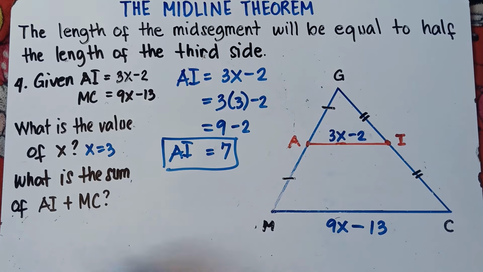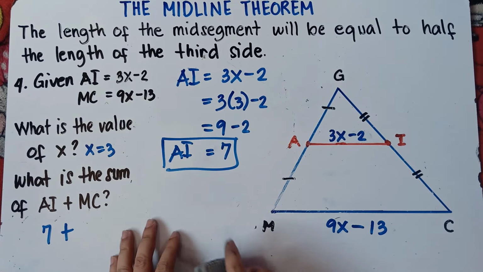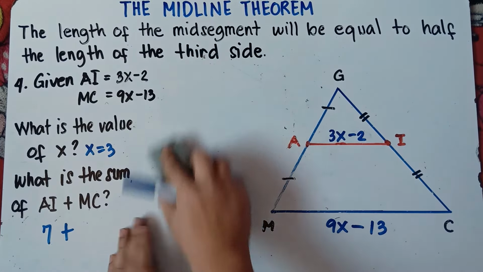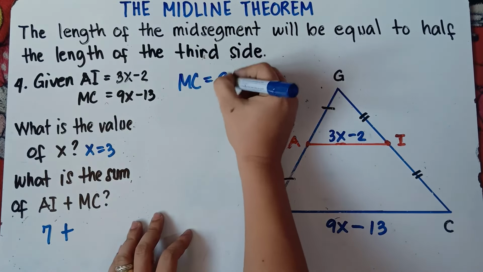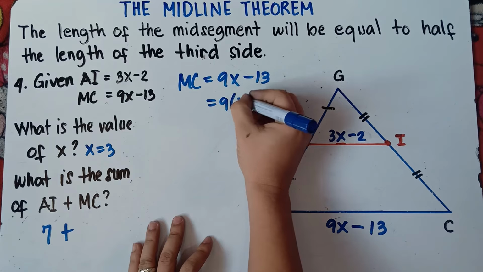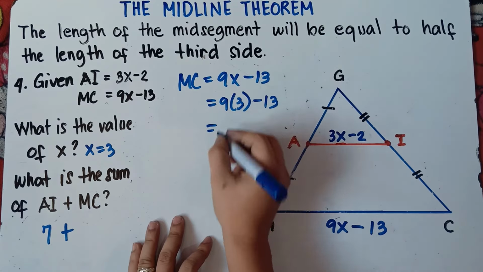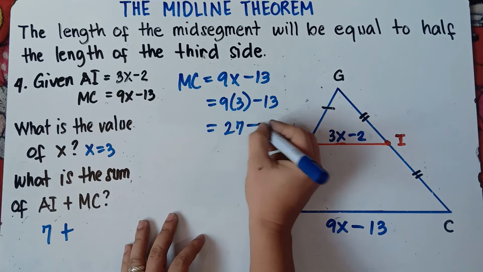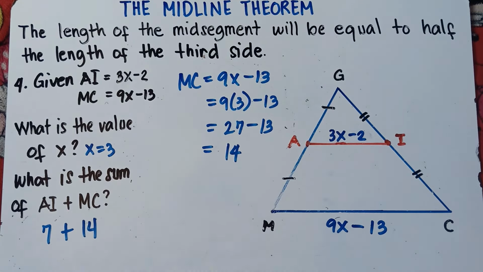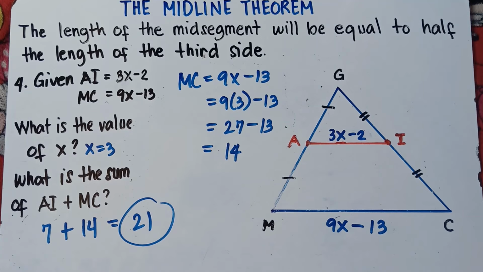Alright, so AI is 7. So, this is 7 plus MC. What is MC, class? Let's substitute. Let me erase this one, class. Pause the video. This is the answer for AI. Now, for MC, we have 9x minus 13. Simply substitute, class. So, 9, and our x is 3. So 9 times 3 minus 13. 9 times 3, that is 27 minus 13. 27 minus 13, that is 14. So therefore, MC is 14. And 7 plus 14, that is 21. That's the answer, class. 21 for the sum.